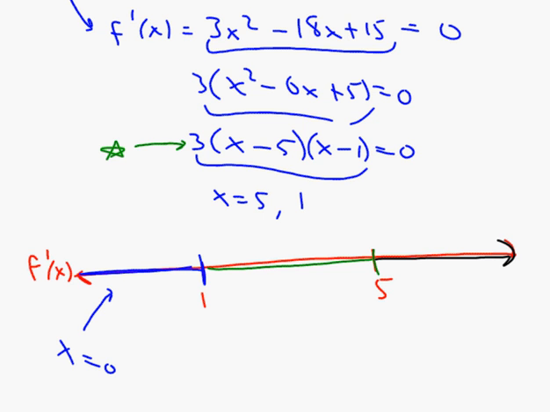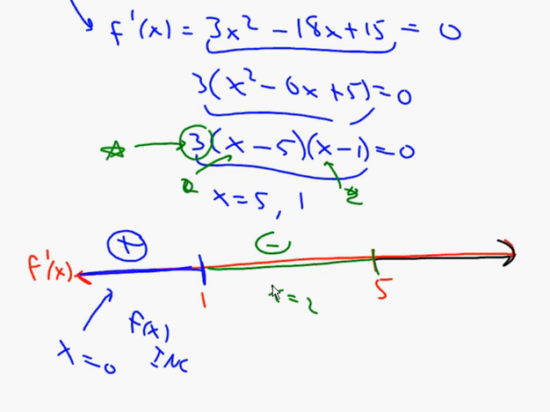So for example, if I put 0 in here, 0 minus 5 is a negative number. If I put 0 in here, 0 minus 1 is a negative number. Okay, a negative times a negative is a positive, times the 3 that's out here would still be positive. So I know in this first part of the number line that the slope will be positive. And that tells me that f of x, the original function, must be increasing. Now for the middle region, x equals 2 maybe. So 2 in here would be a negative number. 2 in here would be a positive number. Negative times positive, negative times 3 is still negative. So now you know that f of x is decreasing here.